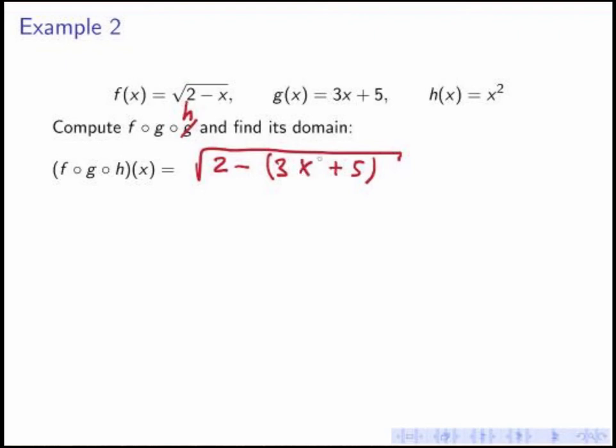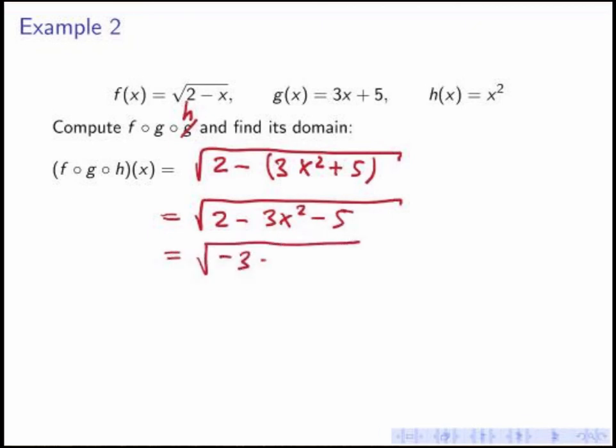H is x squared. So you should really sit down and try to do it yourself to come up with this formula step by step. We can multiply out what is inside the square root, so we have 2 minus 3x squared minus 5, which is root of minus 3 minus 3x squared.